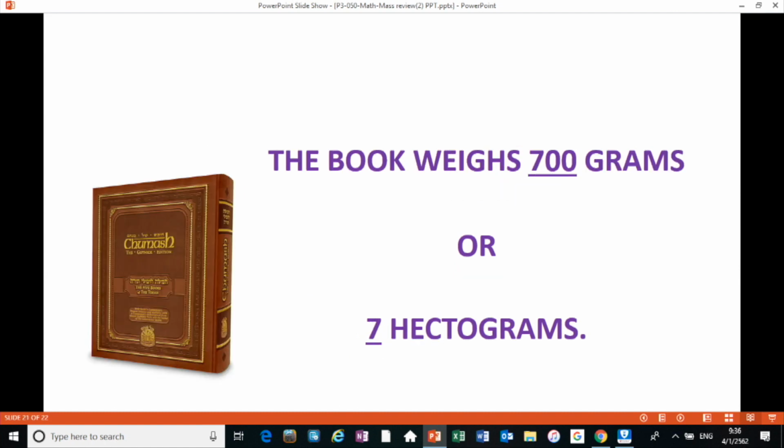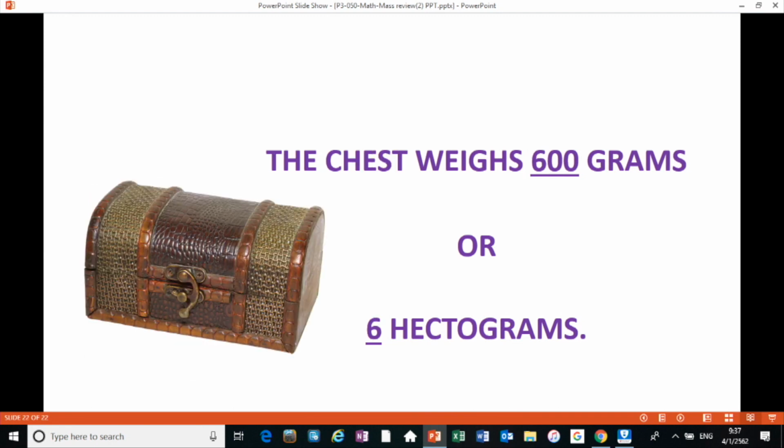The book weighs 700 grams or 7 hectograms. How many kid? 7 kid. Perfect. Well done, guys. And our final one, the chest weighs 600 grams or 6 hectograms. How many kid? 6 kid. Excellent. Very well remembered. Round of applause.